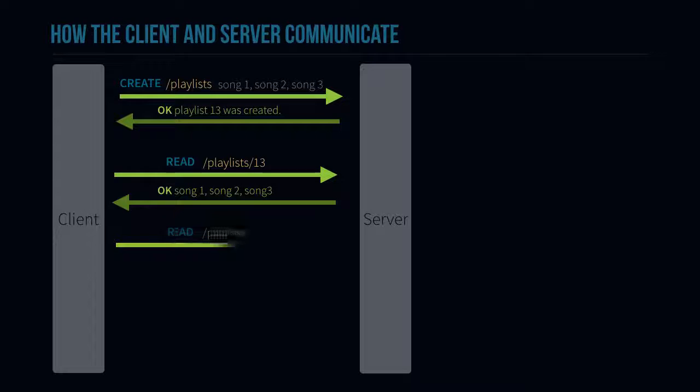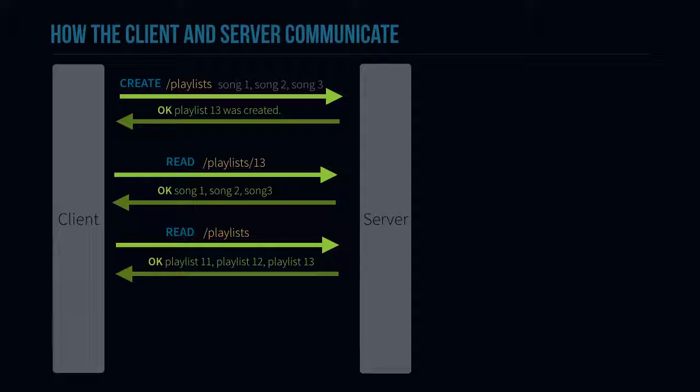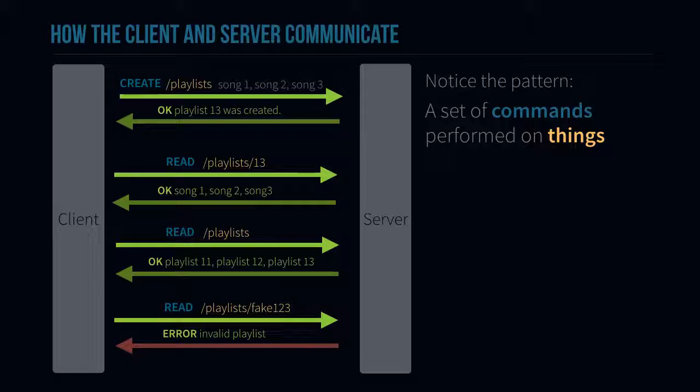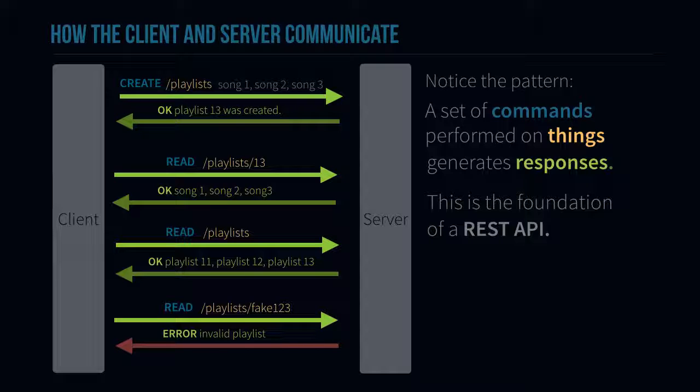And the same thing, if you want to read all the playlists that you have, you can ask the server to return that for you. And a response might be, okay, here's all the playlists that you have, playlists 11, 12, and 13. At the same time, if you ask for a playlist that doesn't exist, the server might respond with an error message saying invalid playlist. The server knows how to respond to different kinds of requests, including invalid requests. Notice the pattern here. We're talking about a set of commands that are performed on things which generates responses. This is the foundation of a REST API.